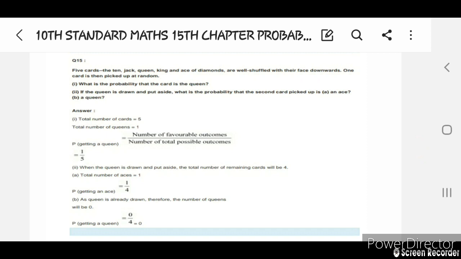In that question, part B is a queen. It will be 0 by 4, because that queen card you have already taken out. How will it be there again? So the probability is 0, because the event cannot happen, since you already took away that card. So therefore it is 0.